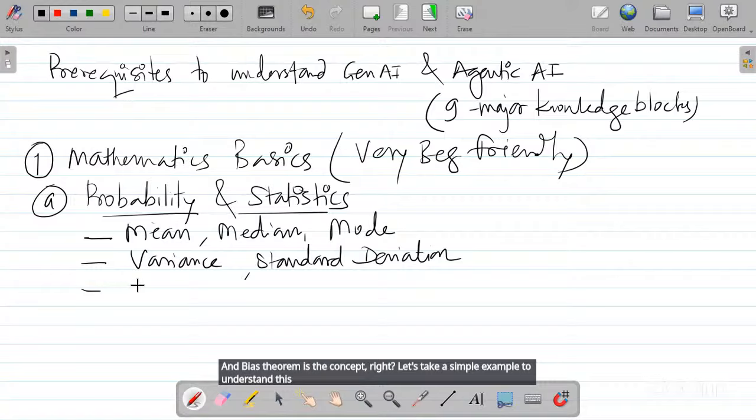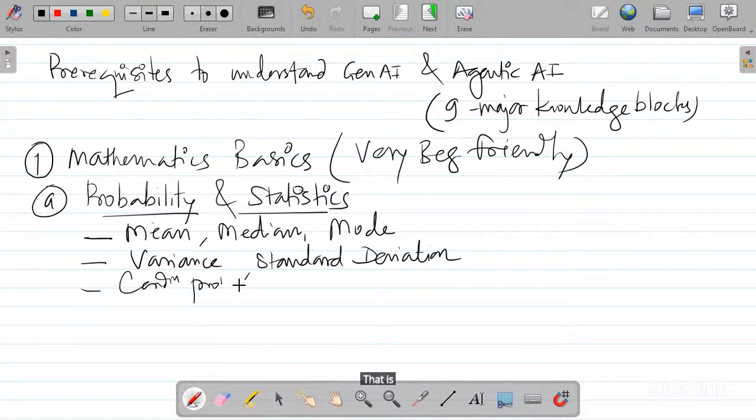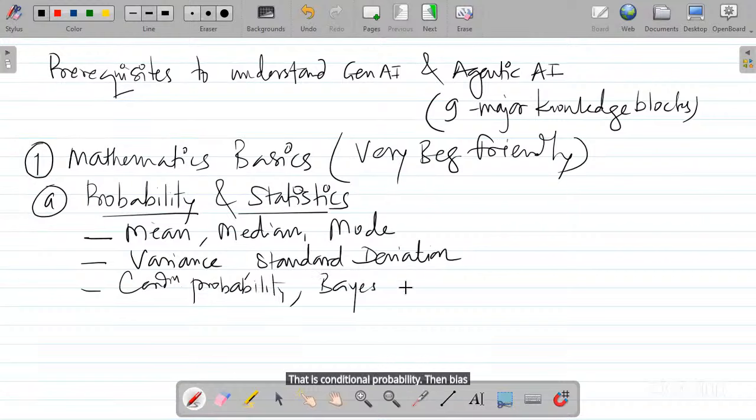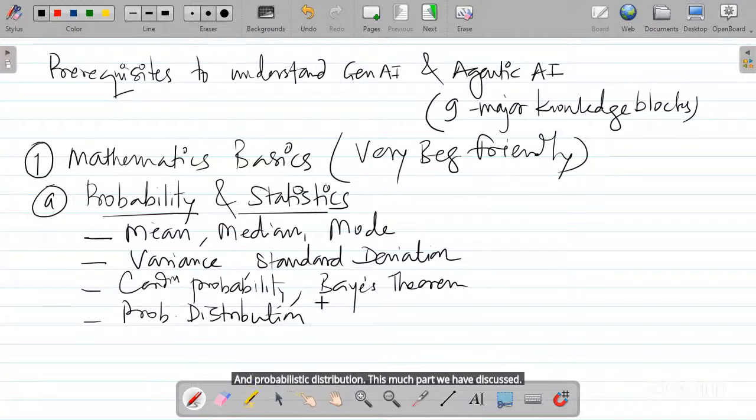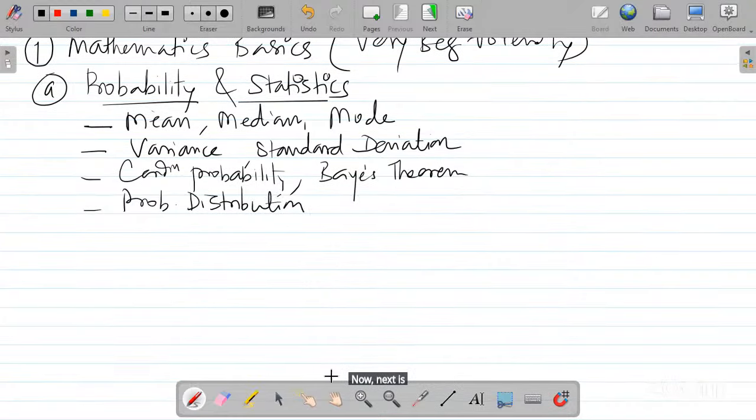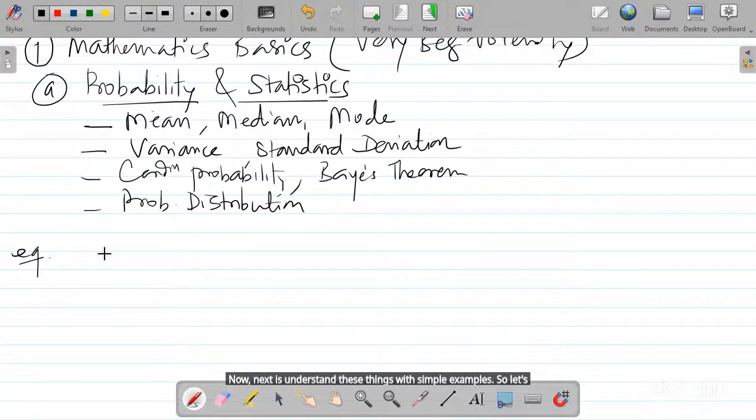Okay, so I will add these particular names that I have used: conditional probability, then Bayes theorem, and probabilistic distribution. This much part we have discussed. Now next is to understand these things with a simple example. So let's take an example to understand here.